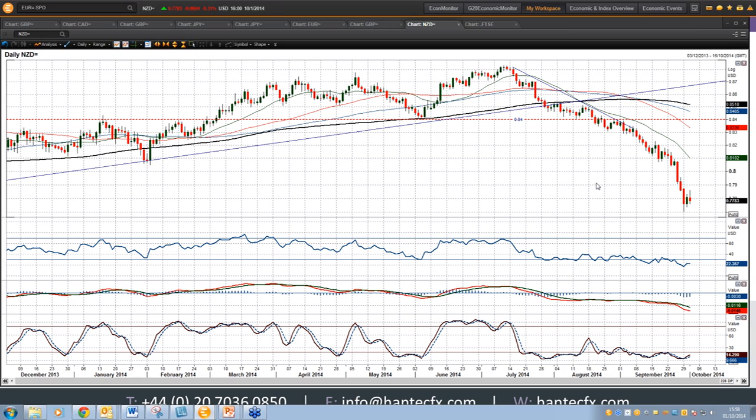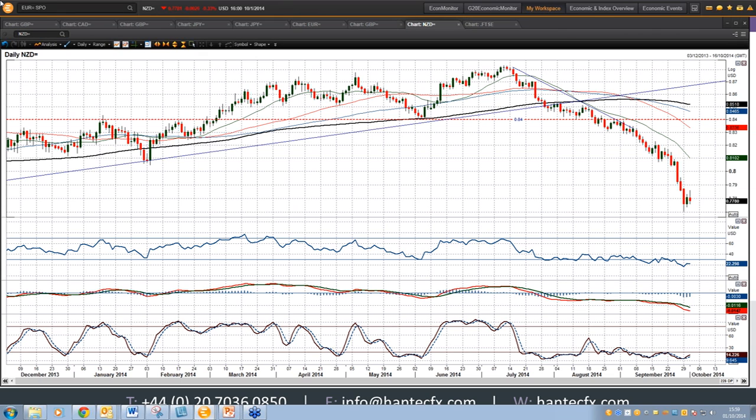But it'd be incredibly brave, and I don't even think brave would be the right word, to buy the Kiwi dollar at this level. At some stage it will recover, but I think the technical signals are certainly not suggesting anything really yet, and until you get any sort of signals coming through on any of these three momentum indicators, I would not be buying it.